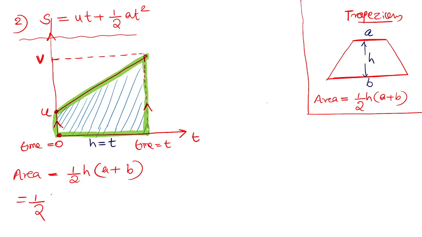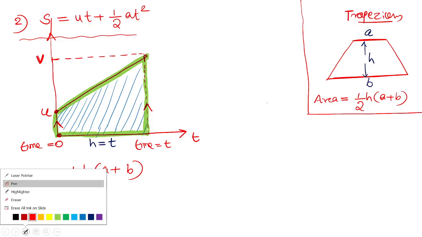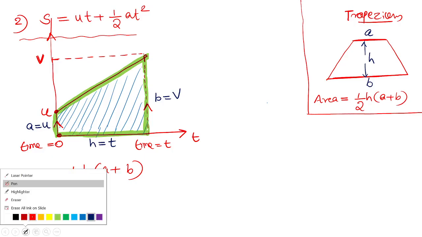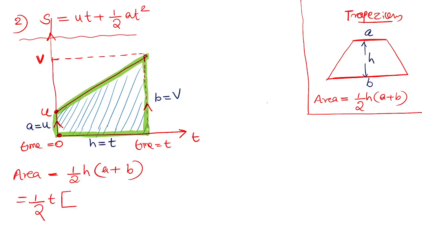So half into t into a plus b. a and b are the parallel sides. So a is u. Look at this diagram. It is clear that a equal to u and b equal to v. See, this height is what? This height is v actually, and this one is u. So half into t into a plus b. a is u and b is v.